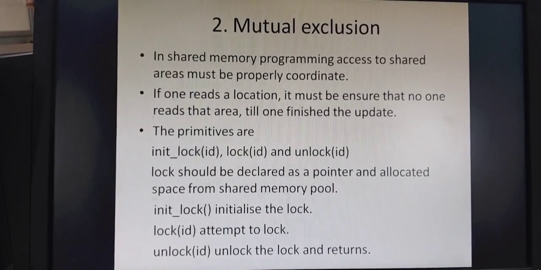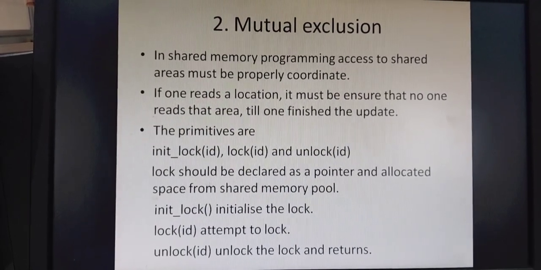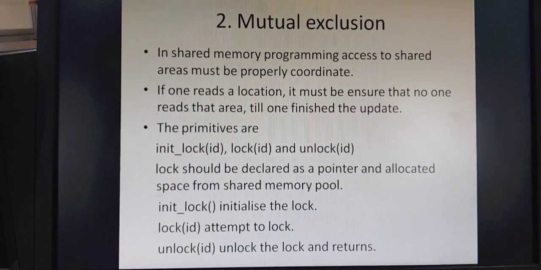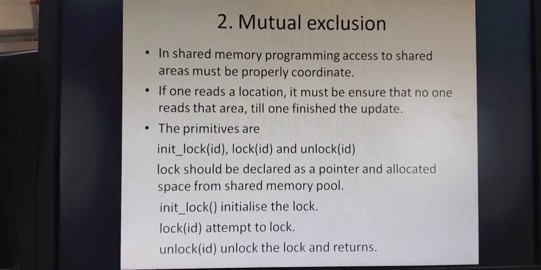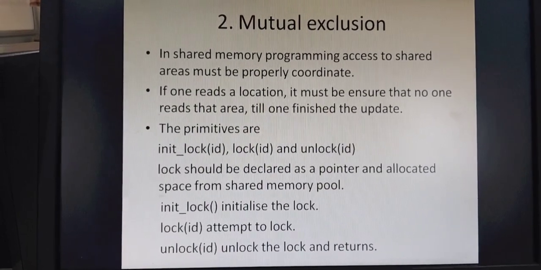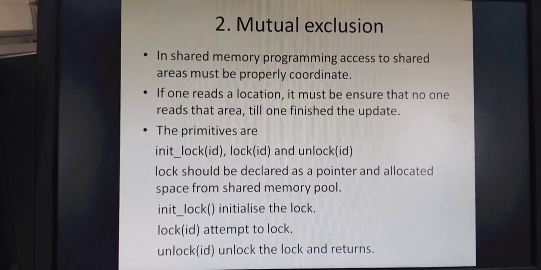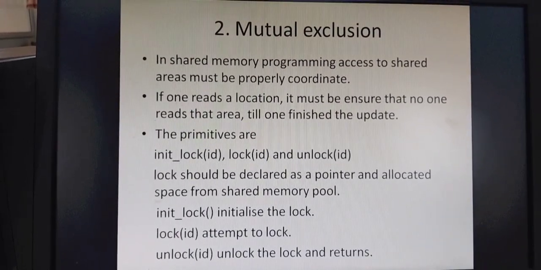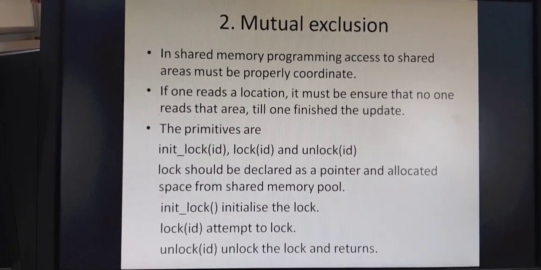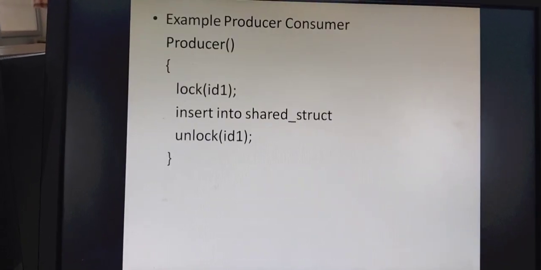The primitives are init lock id, lock id, and unlock id. The lock should be declared as a pointer and space allocated from the shared memory pool. The first primitive is init lock, which initializes the lock. Lock id attempts to lock, and unlock id unlocks the lock and returns.